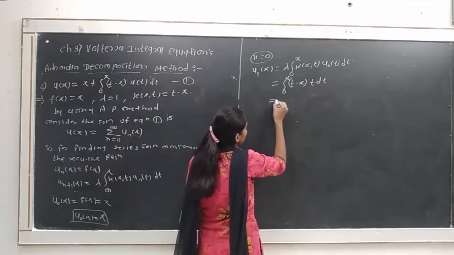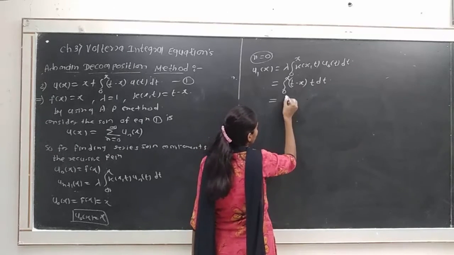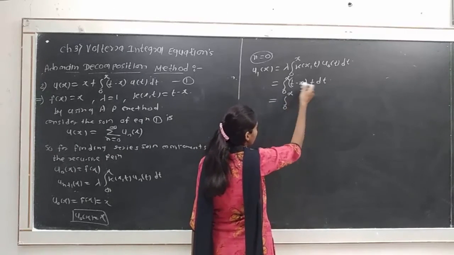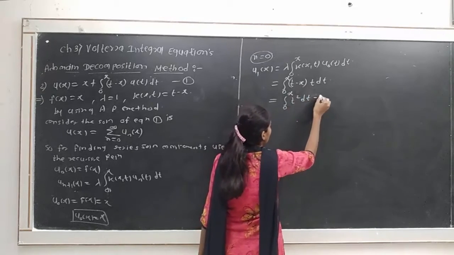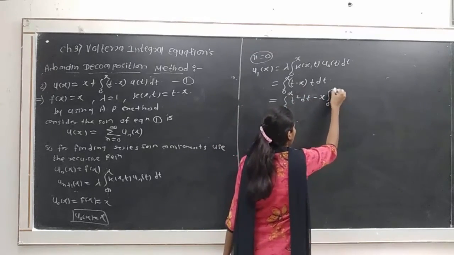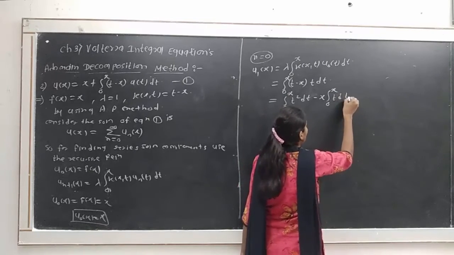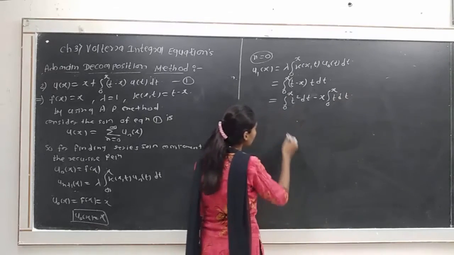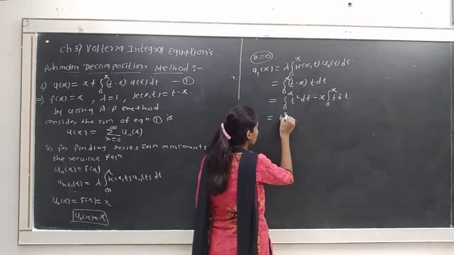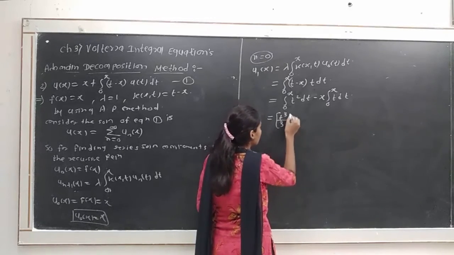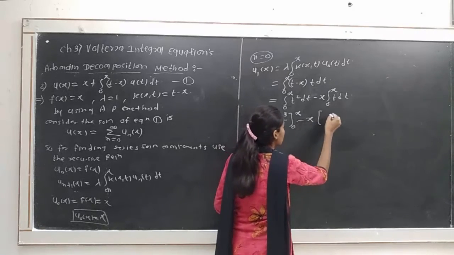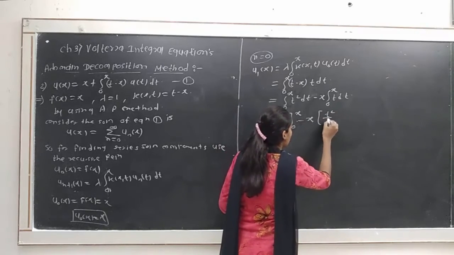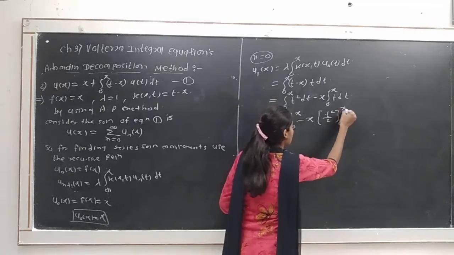Then we solve this integral. For that we first simplify and separate the integrals. t into t becomes t square dt, minus x we take outside, integration from 0 to x of t dt. Then the integration of t square is t cube divided by 3, limits from 0 to x, minus x times the integration of t, which is t square divided by 2, limits from 0 to x.